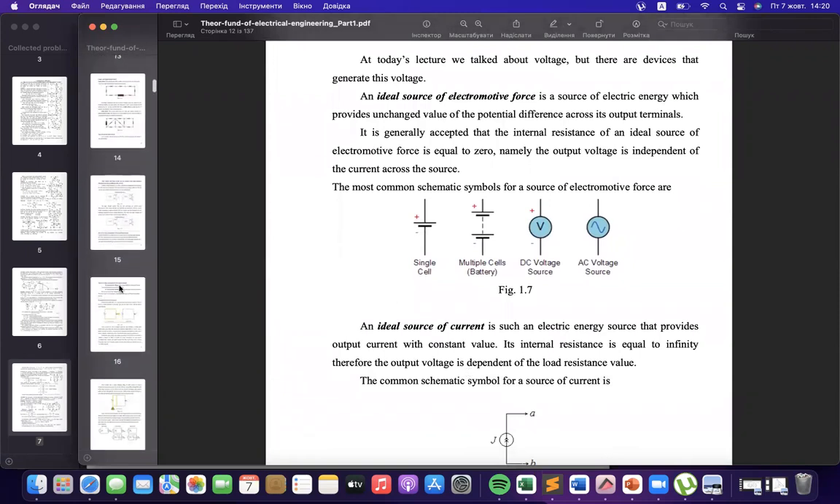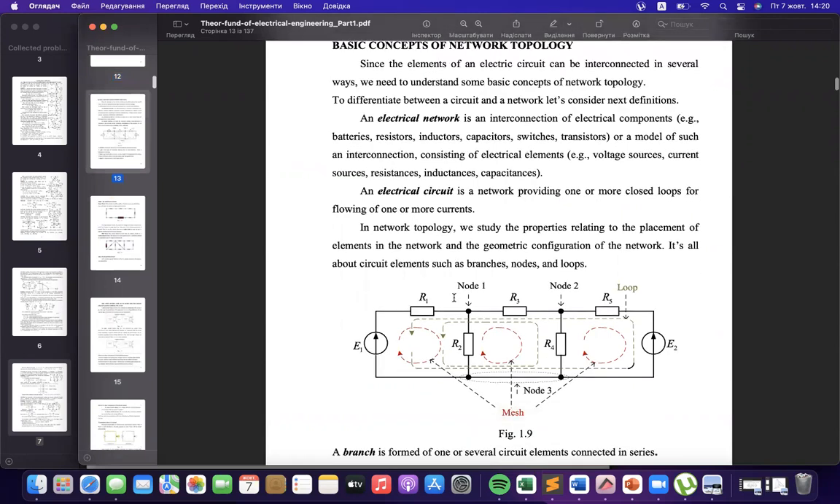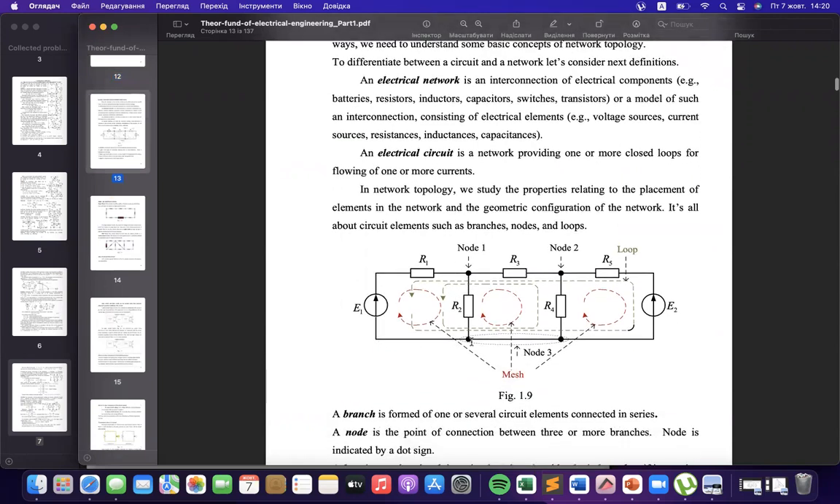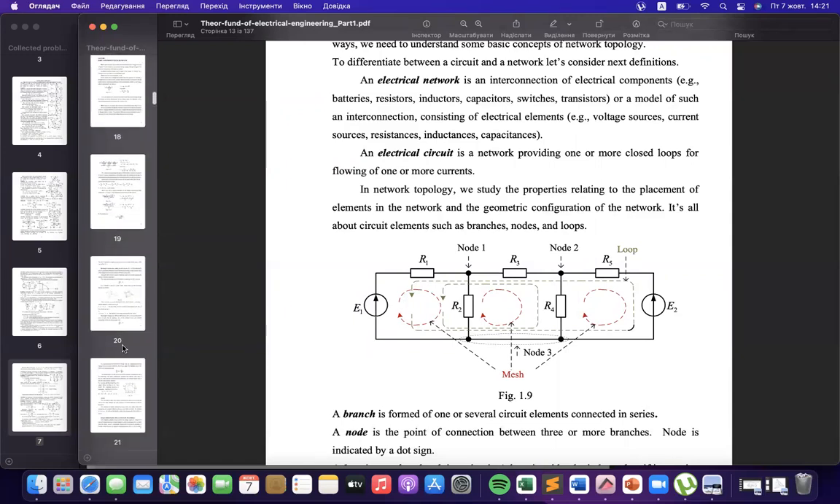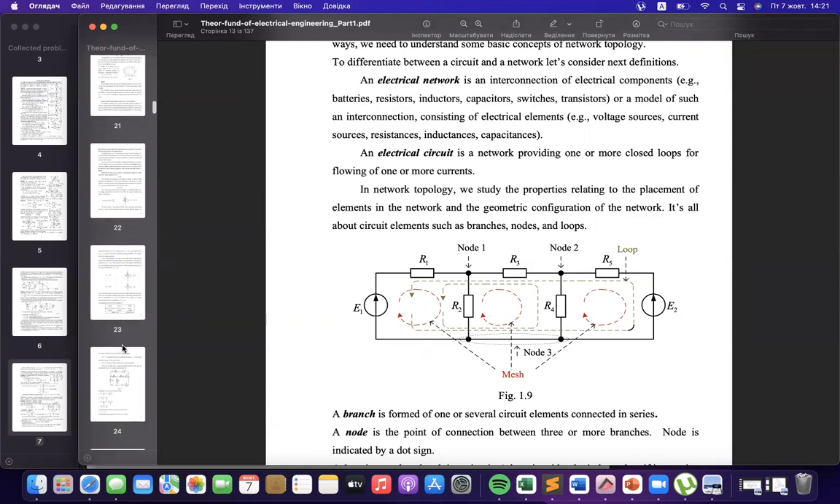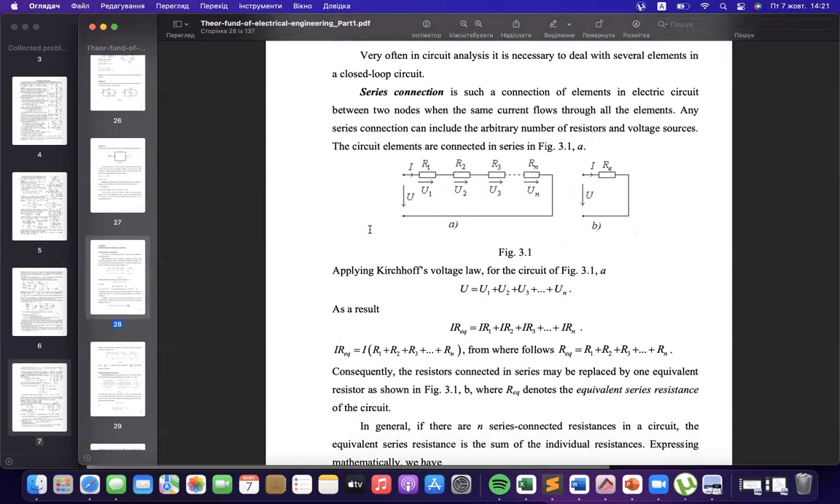After that, we spoke a little bit about the topology of electrical circuits: the branch, the node, and the mesh as a closed loop inside the circuit. That was the first lecture. The second lecture was about equivalent transformation, to simplify the view of our circuit. If we have resistances as passive elements, or resistances plus sources as active and passive elements, we could simplify it.